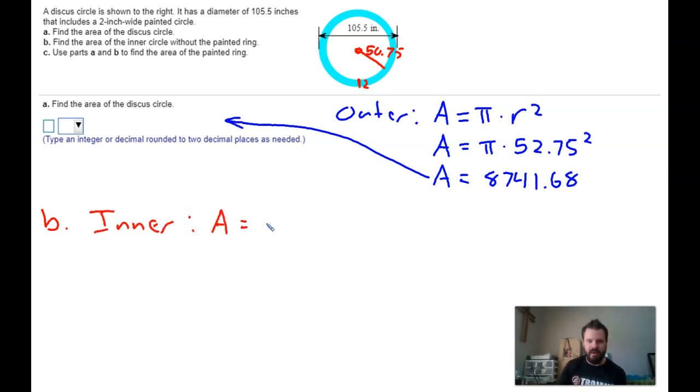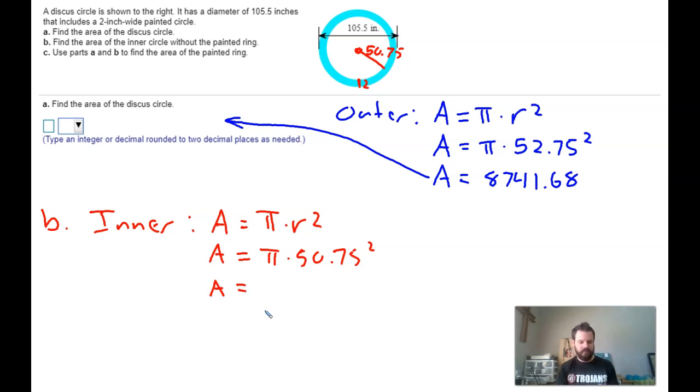Okay, so this is the inner part. That's going to be, again, area equals pi times radius squared. So in other words, area is equal to pi times the 50.75 squared. And that gives me an 8091.37, rounding to 2 decimal places. Okay, that'll be what you plug in for part B.